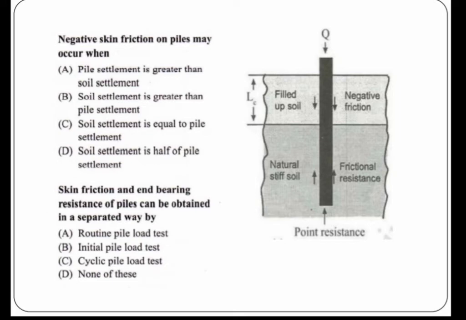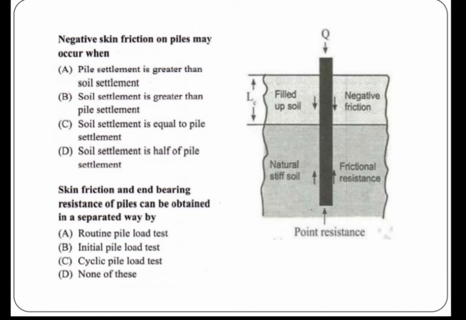Negative skin friction on piles may occur when pile settlement is greater than soil settlement, soil settlement is greater than pile settlement, soil settlement is equal to pile settlement, or soil settlement is half of pile settlement. The correct answer for this question is soil settlement is greater than pile settlement. Okay, and negative skin friction is usually a downward shear drag acting on a pile or pile group because of downward movement of surrounding soil relative to the piles. Okay, now proceeding to the next question.